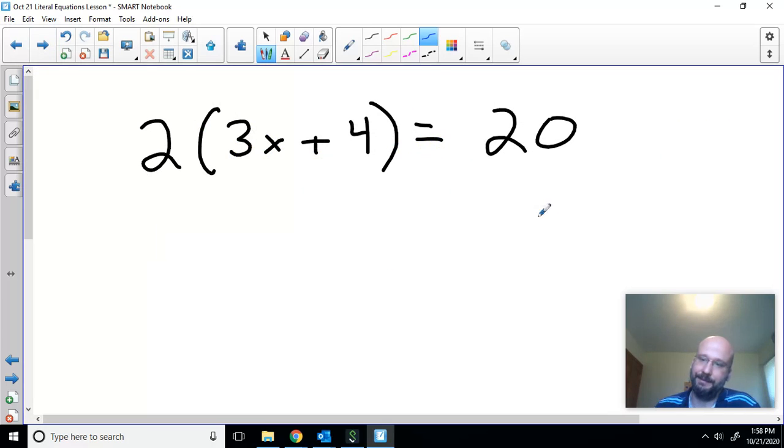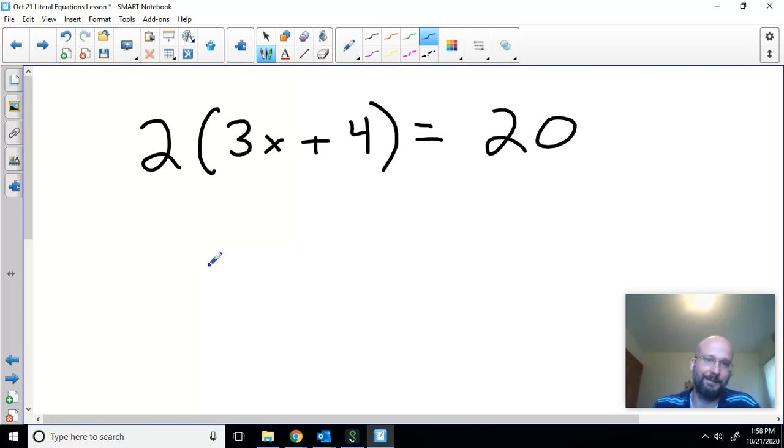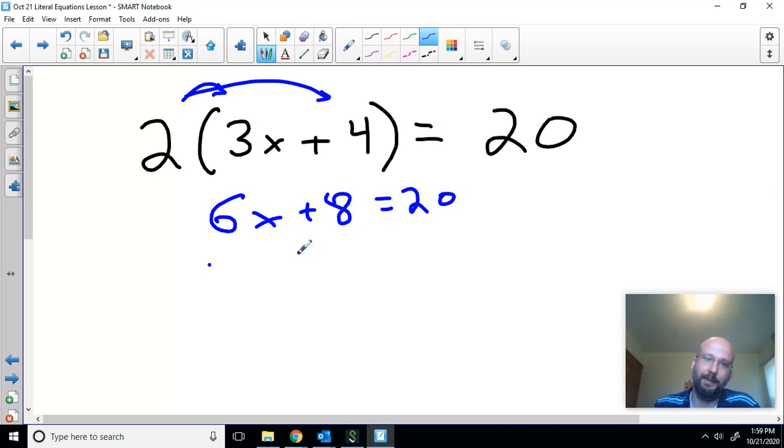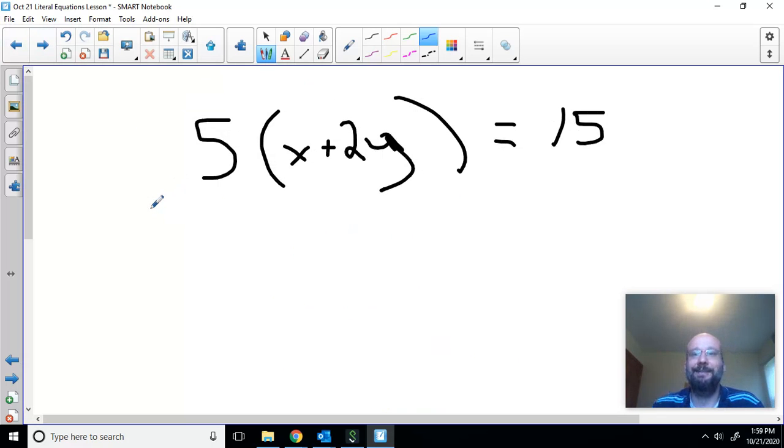So this is an old example, right? Something we've done where we distribute: 6x plus 8 equals 20. We subtract 8. 6x equals 12. We divide by 6. x equals 2. We've done that so many times. So here's the same thing, except with a couple extra letters.